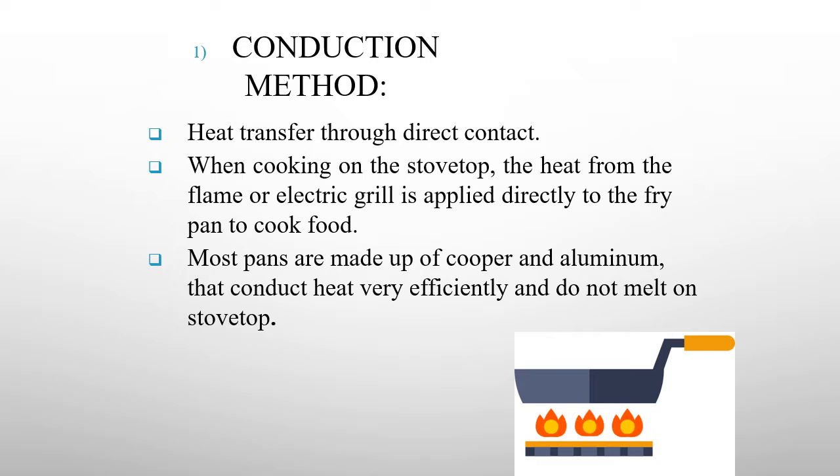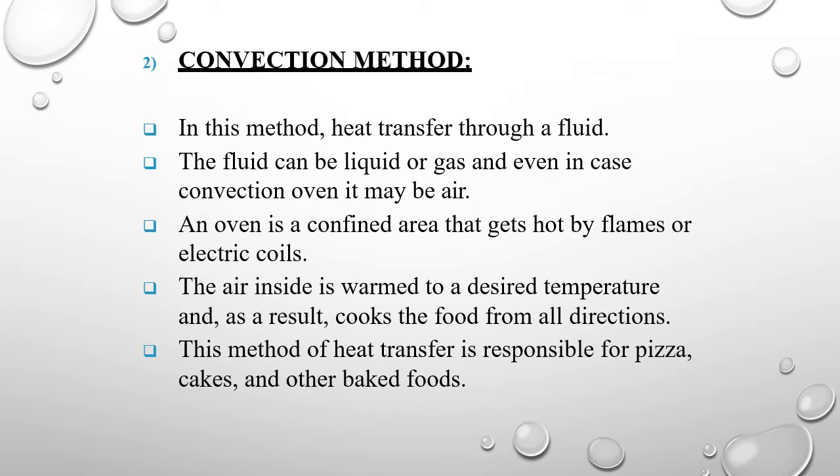The first cooking method is the conduction method, which transfers heat directly. When cooking on a stove top, the heat from the flame or electrical grill is applied directly to the fry pan to cook the food. Most pans are made of copper and aluminium, which conduct heat very efficiently and do not melt on the stove top.